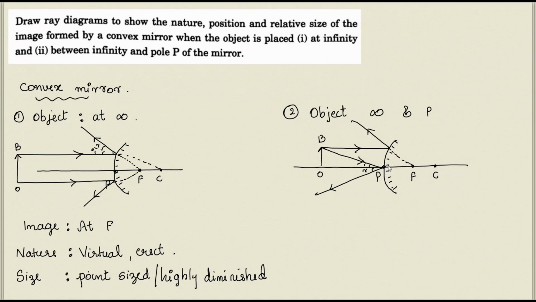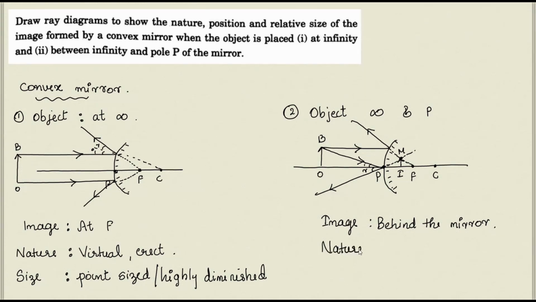Now when you extend back these reflected rays, again you can see that these two reflected rays are intersecting at a point, the meeting point. That gives the position of our image. And you can see that the meeting point is above the principal axis. So definitely the image will be erect. Now we can say the position of the image. Where is the image formed? Yes, the image is formed behind the mirror, the convex mirror.